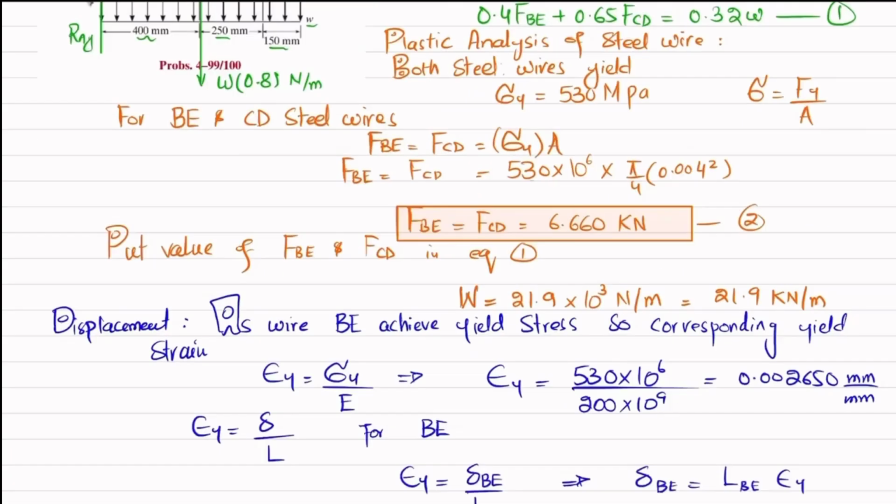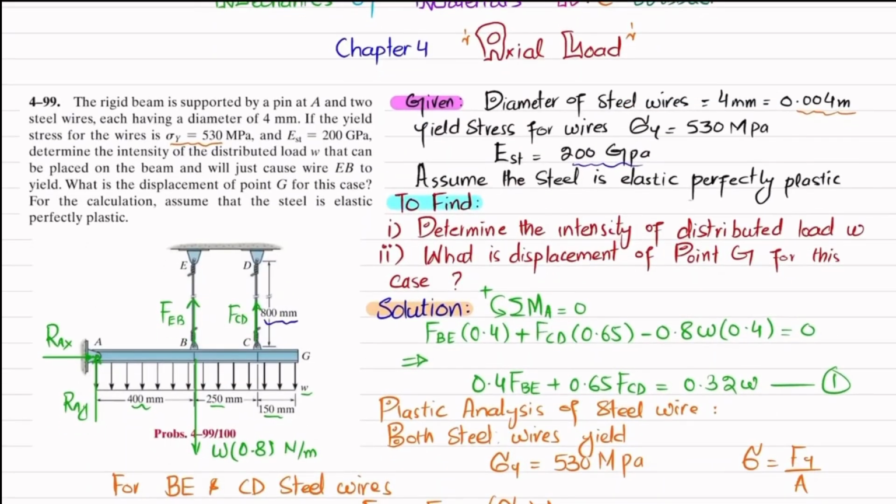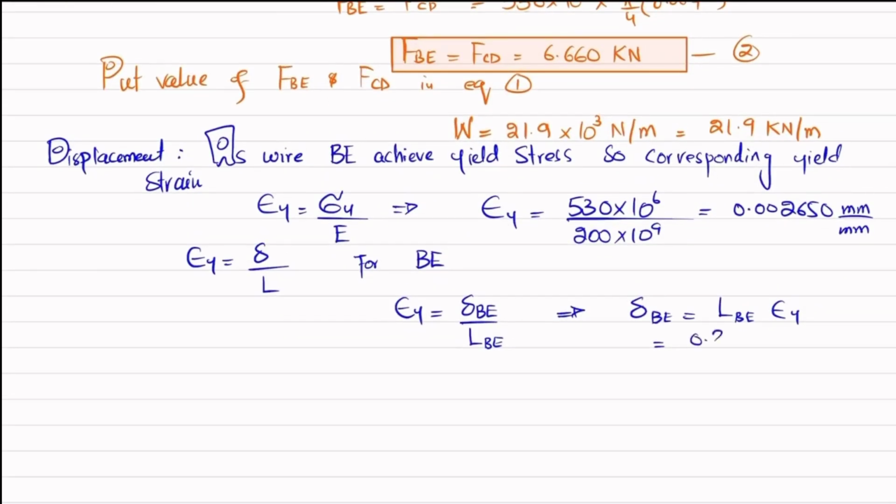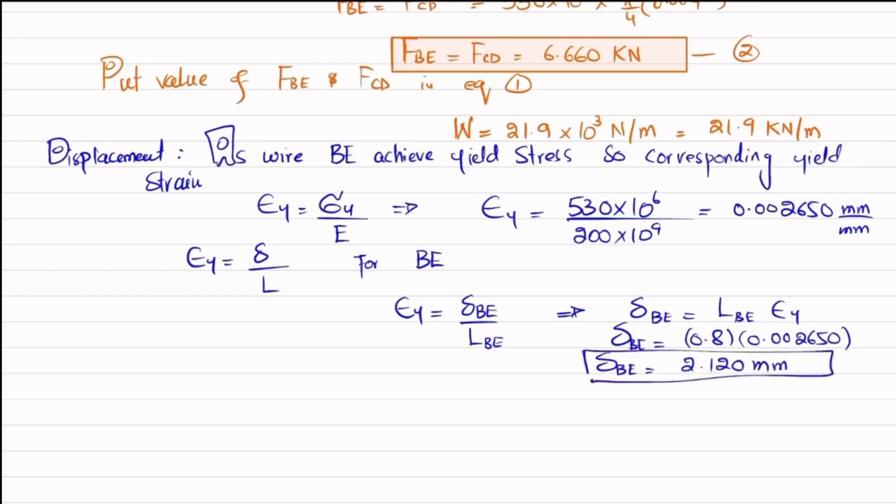So what is the length of BE? Let me check. You can see both have a length of 800 millimeter, which is equal to 0.8 meter. So 0.8 multiplied by the yield strain, which is 0.002650. When you solve this, you will get the change in length of wire BE equal to 2.120 millimeter. Now we have these values.